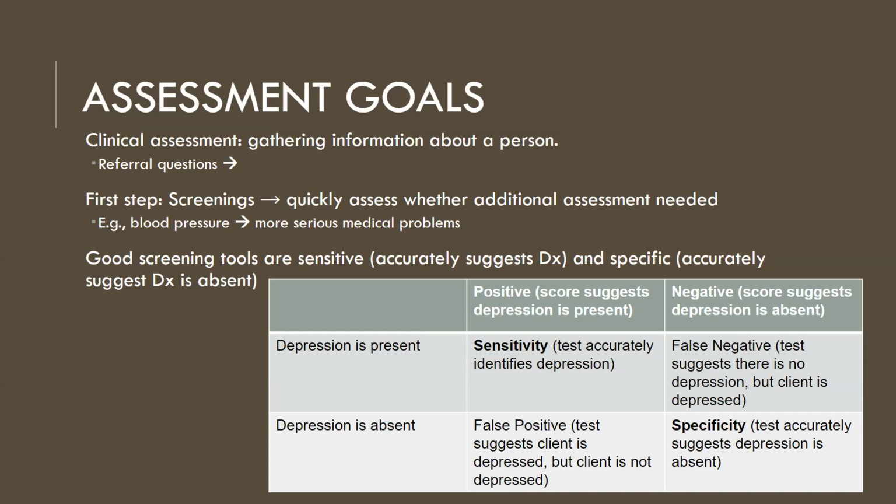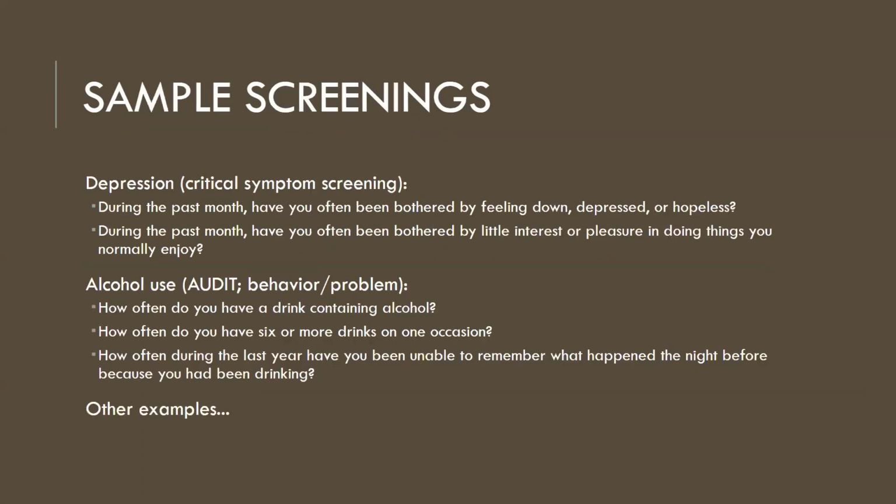What we want to avoid, obviously, with screeners are false negatives and false positives. False positives being when the test suggests the client is depressed, but the client is not. False negative being when the test suggests there is no depression, but in fact the client is depressed. There are several different types of screenings, and I'll show you guys a couple different more examples in class. But for now, these are just some things to consider.